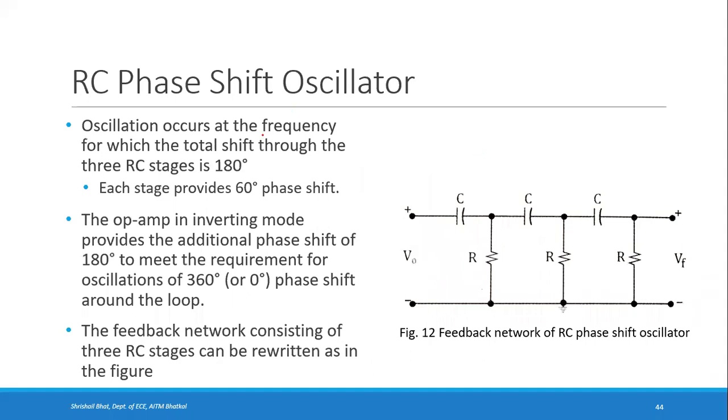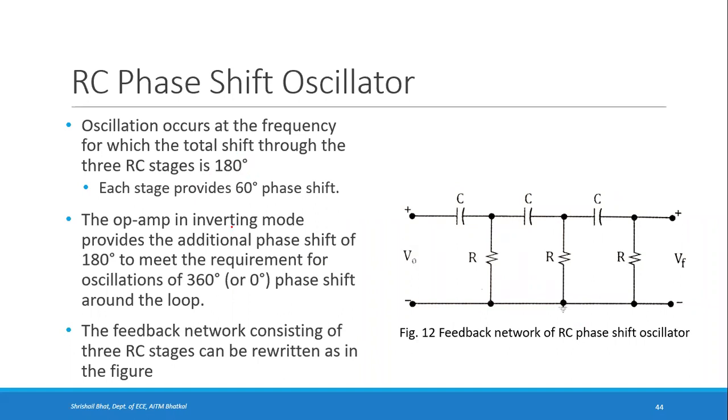Okay. The oscillation occurs at the frequency for which the total shift through the 3 stages is 180 degrees. So each stage should provide 60-degree phase shift. So you can see there are 3 pairs of R and C, each one provides 60-degree phase shift. So altogether the phase shift is 180 degrees.